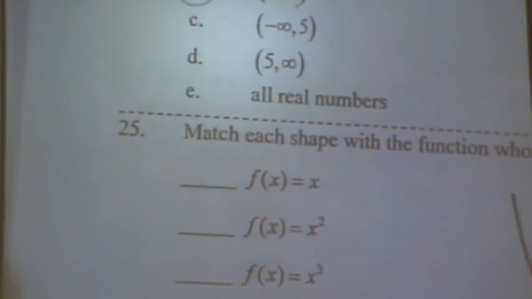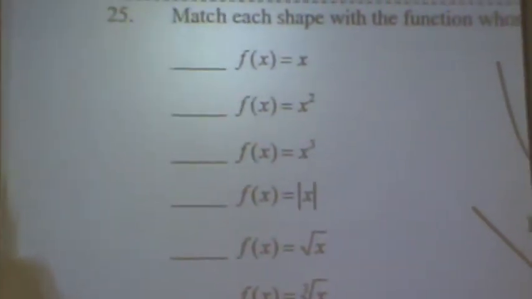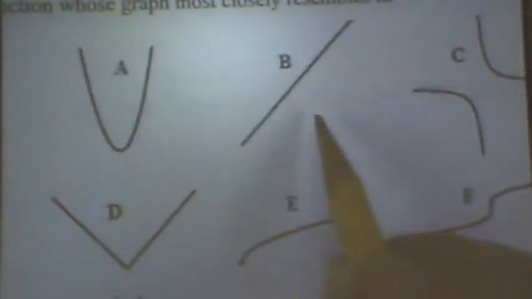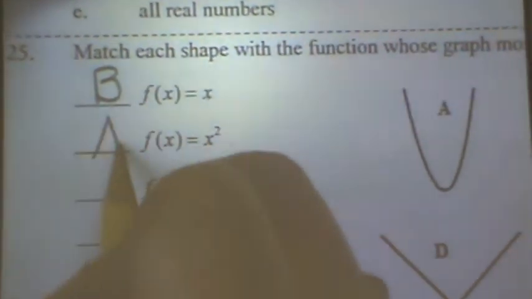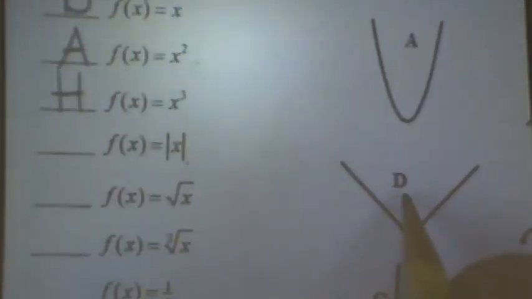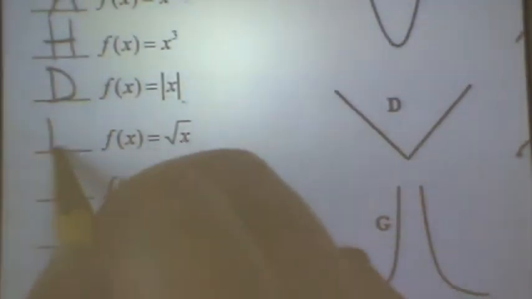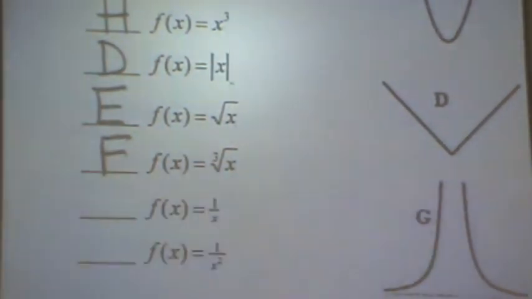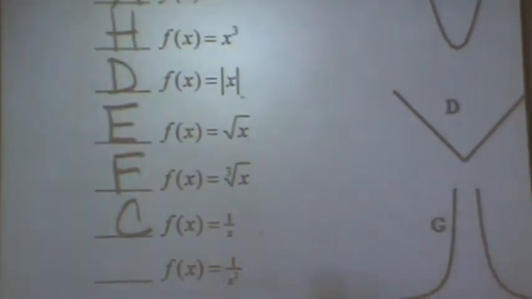25. We had a question like this on our test. y equals x, that's a line. That would be B. x squared, that's a parabola, A. x cubed, that's the cubic function, H. Absolute value, we just did it, D, it's a V. Square root looks like a rocket, E. Cube root looks like a snake, F. The reciprocal function is C. And what's left? G.